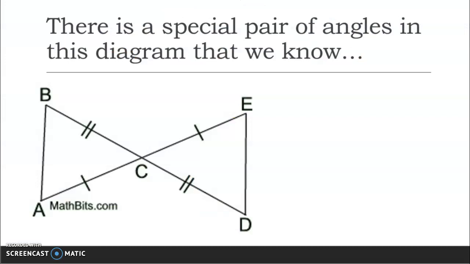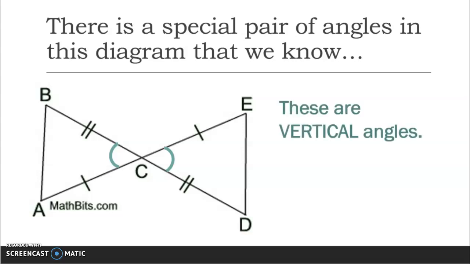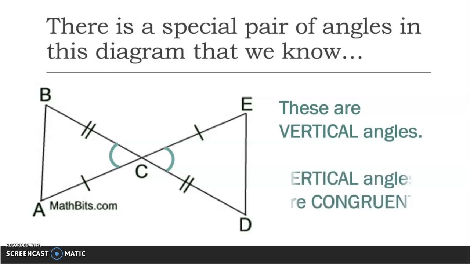So in this diagram, there's actually already a special pair of angles that we know. If I mark it for you, can you tell me what these angles are called? Cool, these are vertical angles. And what do we know about vertical angles? Yeah, vertical angles are always going to be congruent. So now they're marked in the picture as congruent.